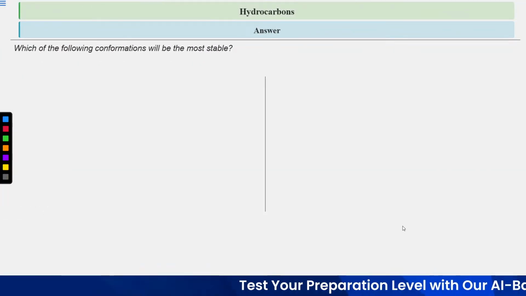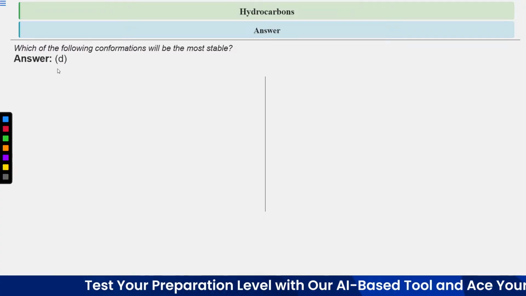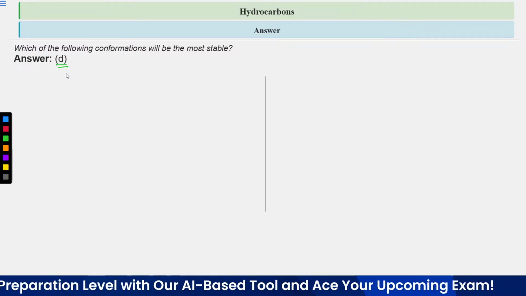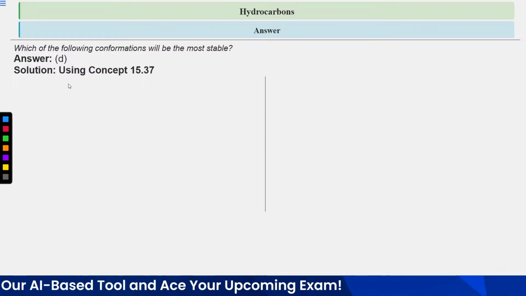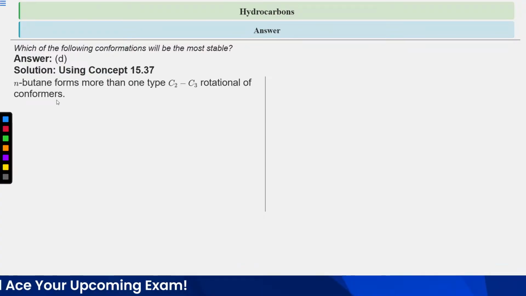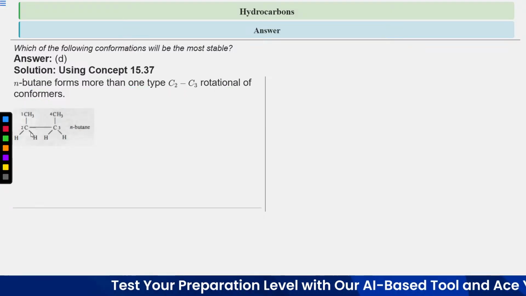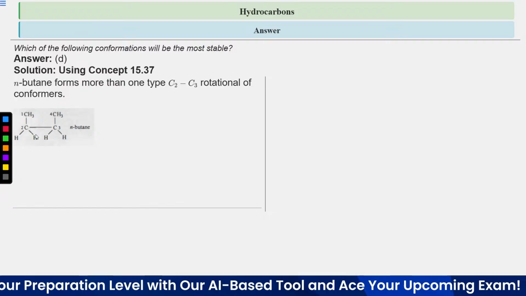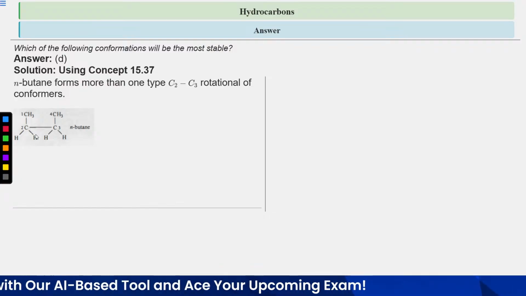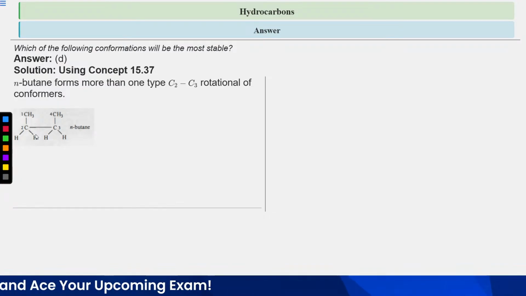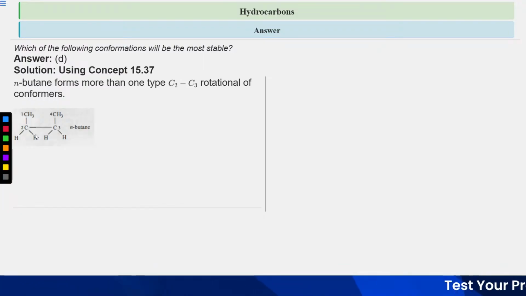So for the given question, the correct answer is option D. Using concept 15.37, N-butane forms more than one type of conformer by C2-C3 rotation. So you can see this is the structure of N-butane having 4 carbons, first, second, third, and fourth, where the bond is between C2 and C3, and the rotation around the C2-C3 bond can be of more than one type, right?